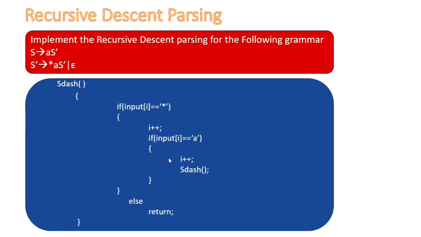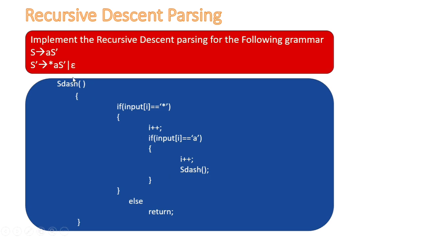Now we will go for the second one, S' tends to *aS' or epsilon. Since we are seeing S', we create a procedure called S'. When we move to the right, we encounter a terminal called star. So if input of i is equal to star, we advance the pointer one time, i++. Once we advance, again we encounter a terminal, a. So if input of i is equal to a, if it is a terminal, then we match it and advance it. So we advance again, i++. After this a, we encounter a symbol S'. S' is a non-terminal, so we simply call the procedure S'.